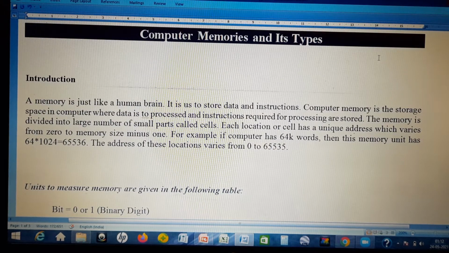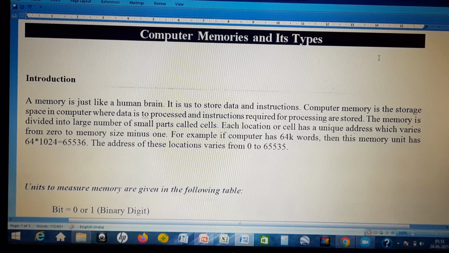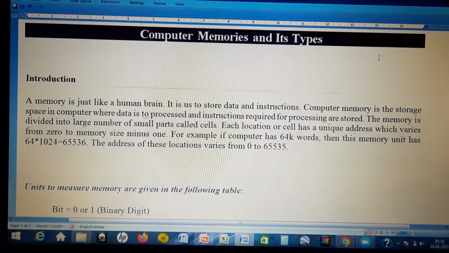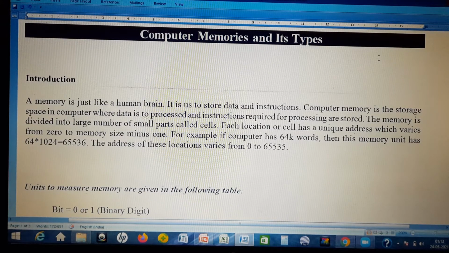Computer memory is the storage space in the computer where data to be processed and instructions required for processing are stored. The memory is divided into a large number of small parts called cells. Each location or cell has a unique address which varies from 0 to memory size minus 1.